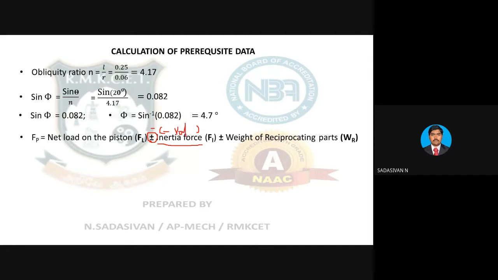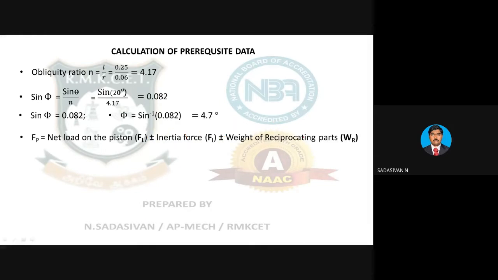Whatever value, positive or negative, keep a default minus symbol outside in the formula. Just for writing sake, the formula you write in the notebook, you can write plus or minus. But substituting, keep a minus outside, and along with the symbol of the inertia force, you substitute the value. And this plus or minus should be decided based on the value of theta. 0 to 180, piston is traveling downwards. Gravity helps you, put plus. 180 to 360 theta value, piston is traveling upwards. So gravity is against you, put minus. So that is the logic behind this formula.